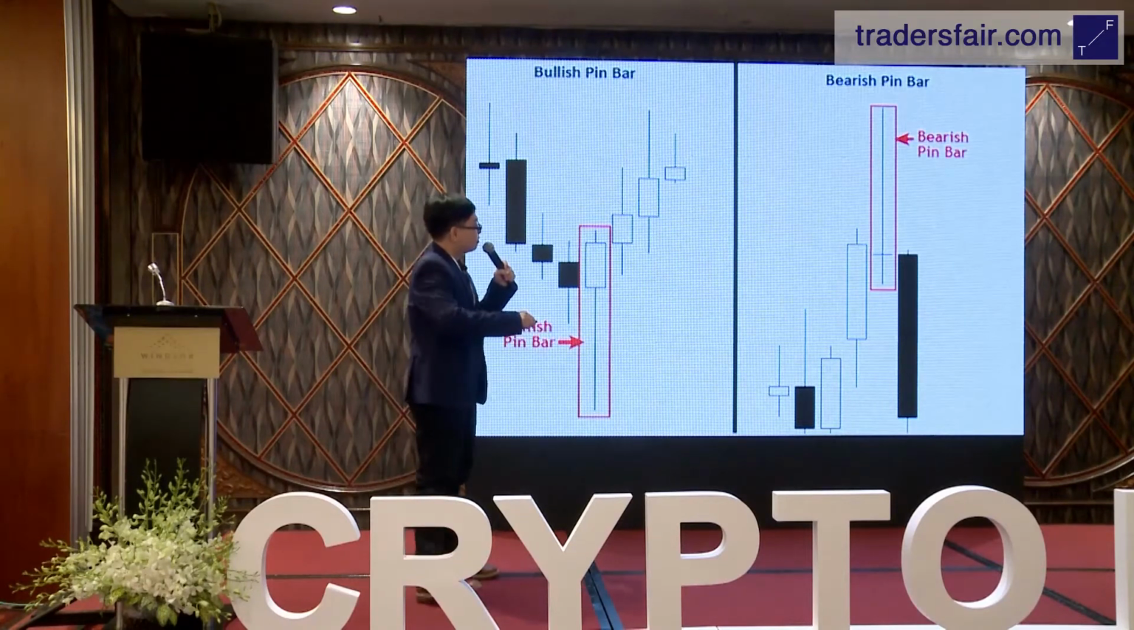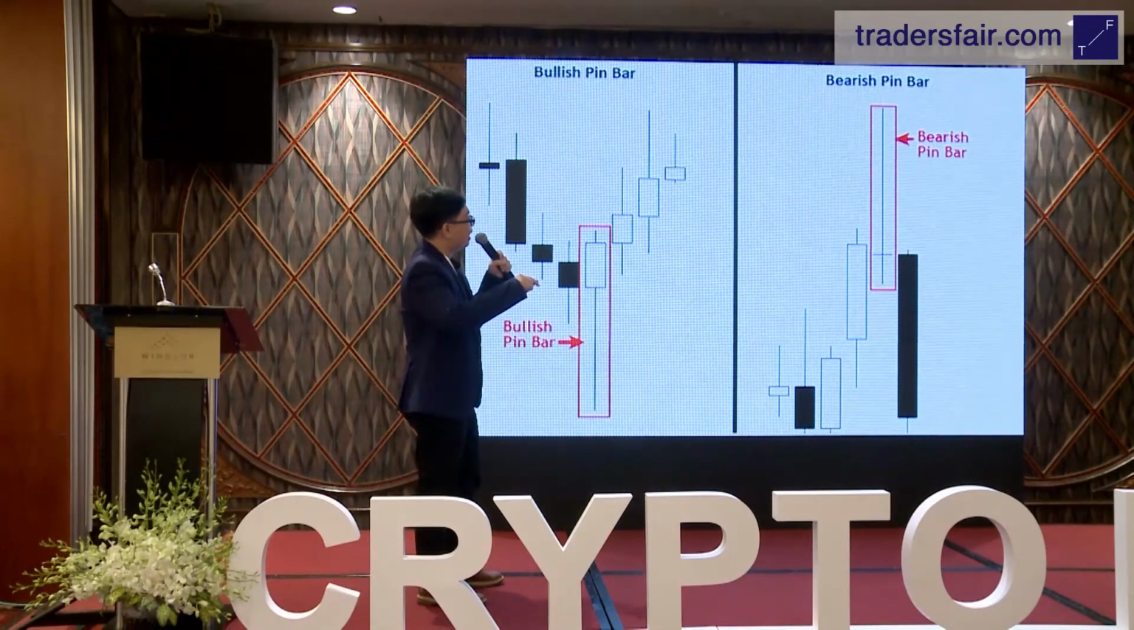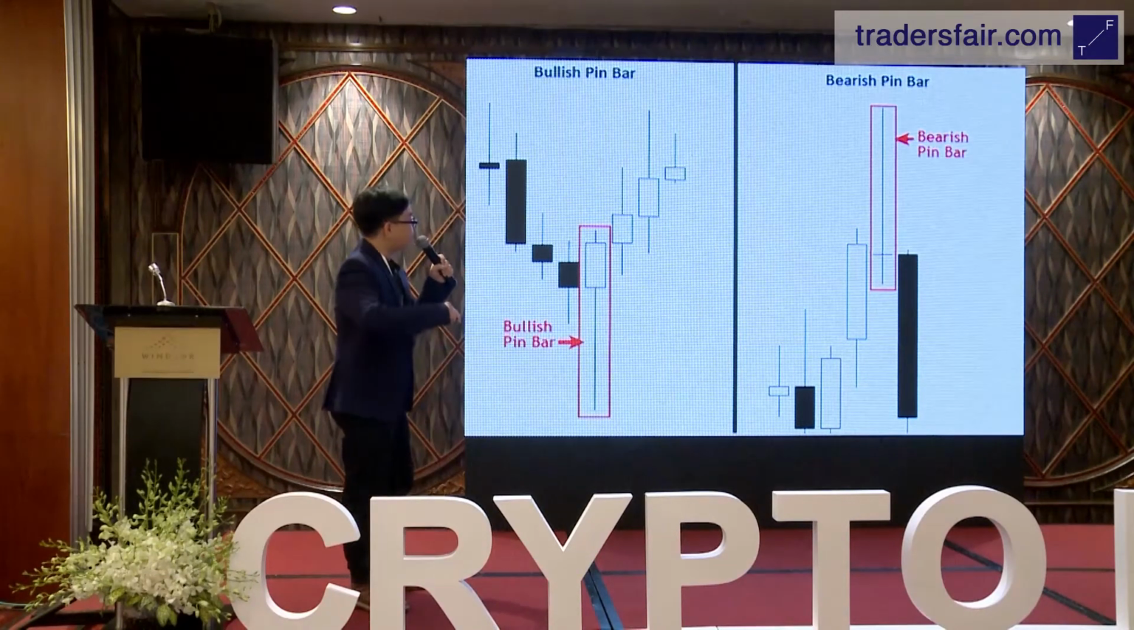Okay? Over here, just the same. At the time this pin bar is formed, the market rose to this point and was pushed down by strong selling pressure and had to close on the downside. So that's the clue that the market is going to reverse. So how can we trade this pin bar?